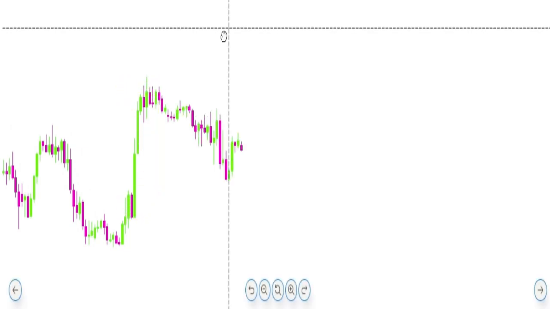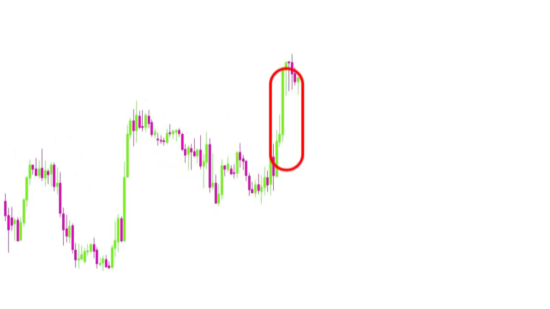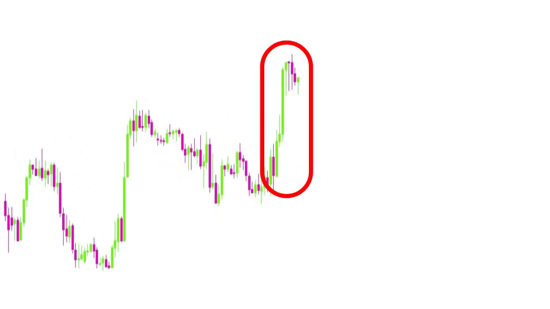Here we have the Euro-Pound chart on the 1 hour time frame. We can see that the market is in an uptrend as it formed an impulsive move to the upside and then made a pullback or corrective move to the downside. We will focus on the most recent impulsive move in order to look for entries in the market.